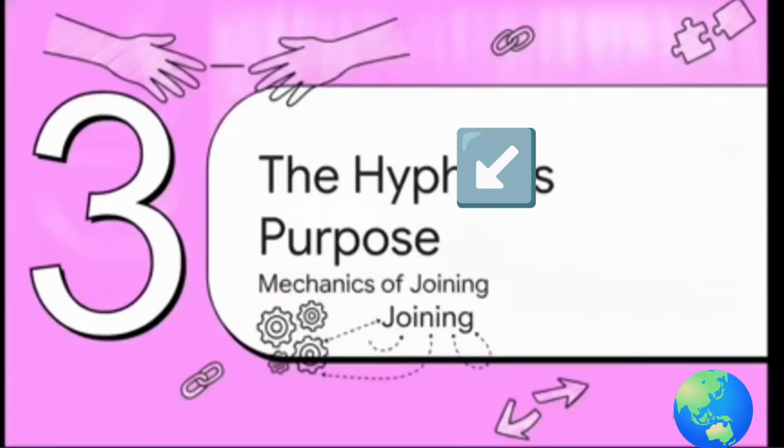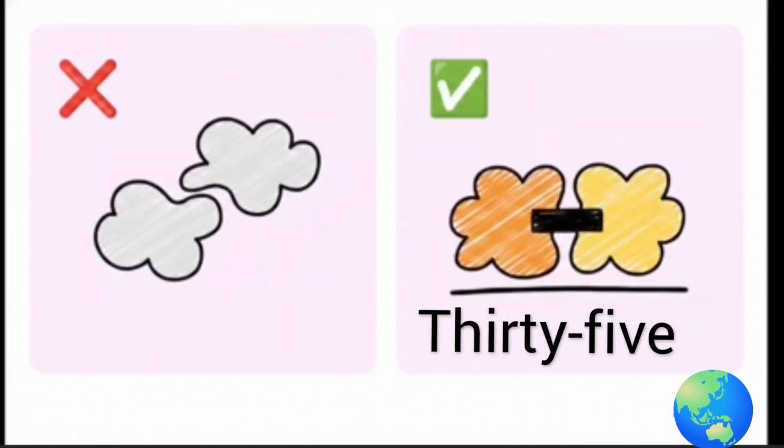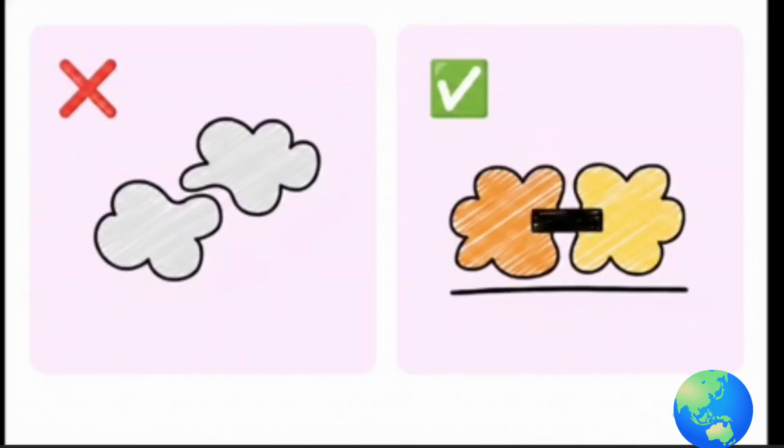All right, part 3, the hyphen's purpose, the mechanics of joining. Let's contrast the unpunctuated source text on the left with our corrected text on the right. You immediately see the necessary syntactical fusion happening here. The words 30 and 5 just can't exist independently in this context. Without the hyphen, the sentence technically presents two floating, separate numerical concepts rather than one precise quantity.